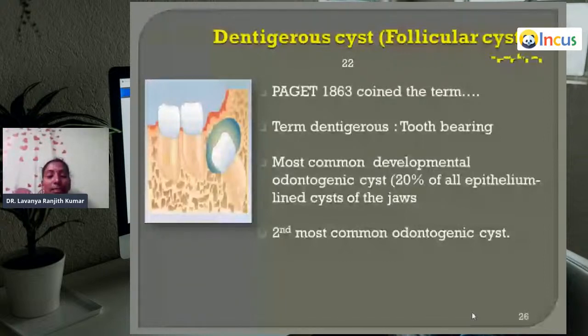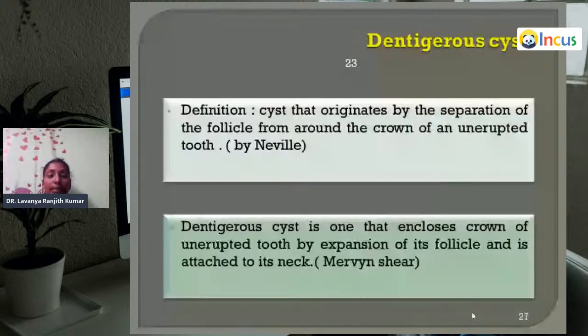It comprises 20% of all epithelium-lined cysts of the jaws, and it is the second most common odontogenic cyst. The first is the radicular cyst. So, what is the definition given by Neville? It is a cyst that originates by the separation of the follicle from around the crown of an unerupted tooth. So, once again, it is a cyst which originates by the separation of the follicle from around the crown of an unerupted tooth. But that is according to Neville.